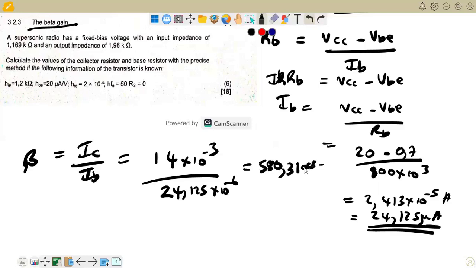580.31088, somewhere there. So roughly, rounding off to 3 decimal places, that will give us 580.311, due to the instruction on the instruction sheet. So it's good to take note of that. So that's 580.311 without units. That's beta gain, it doesn't have units. Let's quickly go.